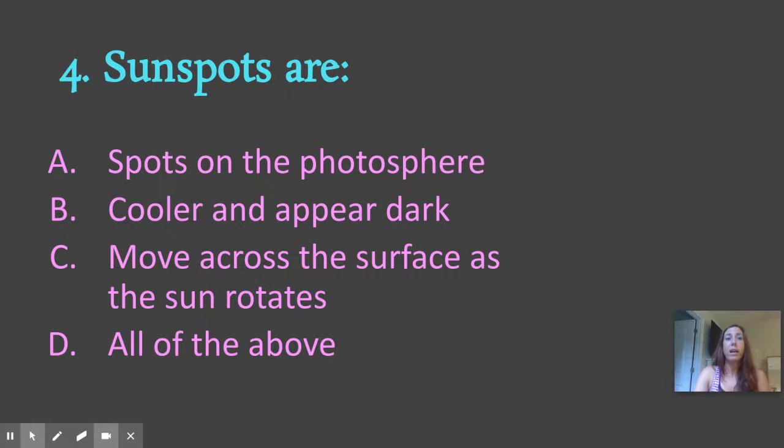What are sunspots? Are they spots on the photosphere? Are they cooler and appear dark? Do they move across the surface as the sun rotates? Or is it D, all of the above? And you're right, the answer is D, all of the above.